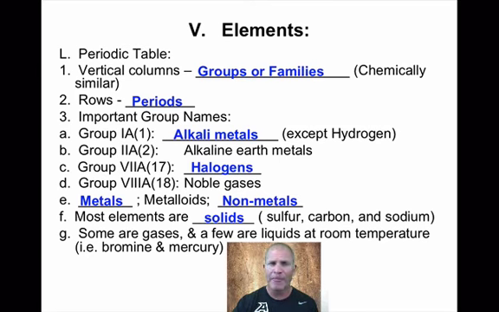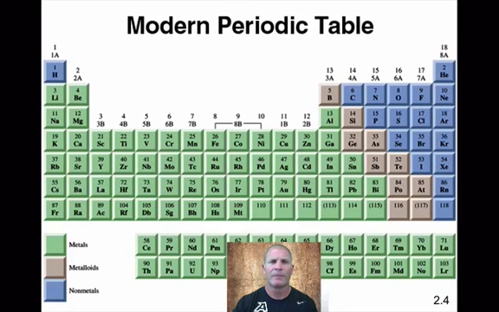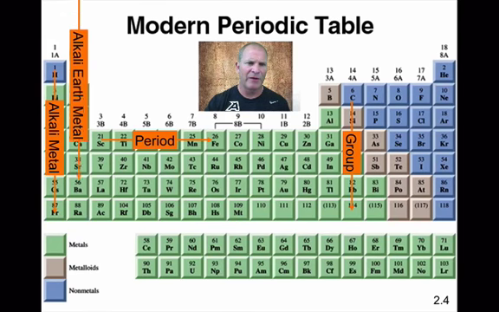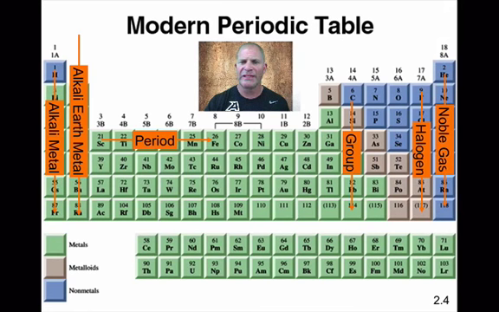Most elements are solid, and we can tell that by looking at the periodic table. Elements that are black are solid, red are a gas, and blue are a liquid, at room temperature. So sulfur, carbon, sodium are all solids at room temperature. Some are gases, and a few are liquids at room temperature. Only 2 are liquids at room temperature, and that's bromine and mercury. And again, on the periodic table, moving across the row we call it a period, and up and down we call it a group or family. The first group are alkali metals, the second group are your alkaline earth metals, group 17 are halogens, and group 18 are your noble gases.